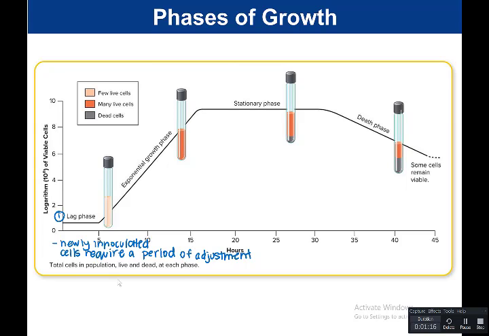Initially, the bacteria would have this lag phase. They would be getting accustomed to their new environment. They would be preparing for cell division, but cells are not yet multiplying at maximum rate. So they're not yet growing at their maximum rate. They're adjusting, they're acclimating to their new environment.